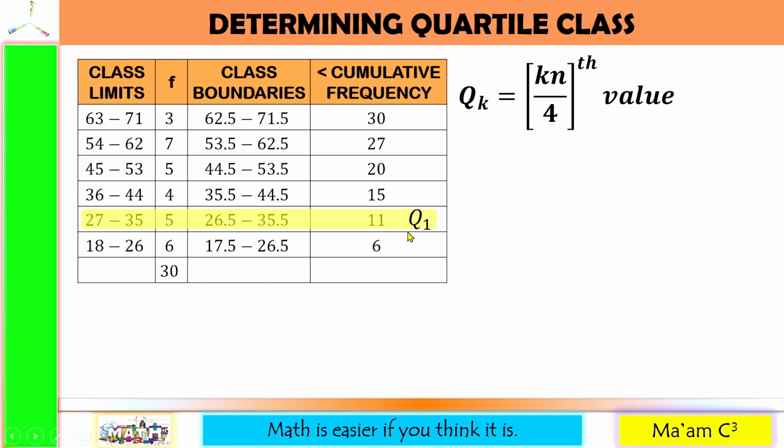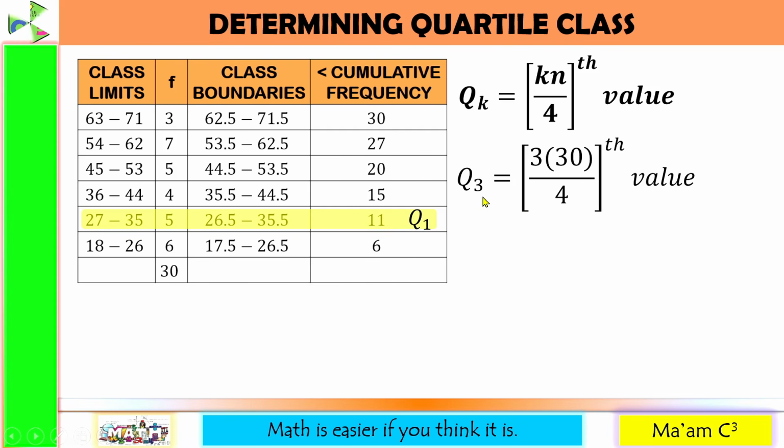Now, let us solve for the third quartile class. So we have 3 because we are looking for the third quartile class. So k is also equal to 3. Again, n is the total frequency, and that is 30, divided by the constant 4. 3 times 30 is 90. 90 divided by 4, we are looking for the 22.5th value.